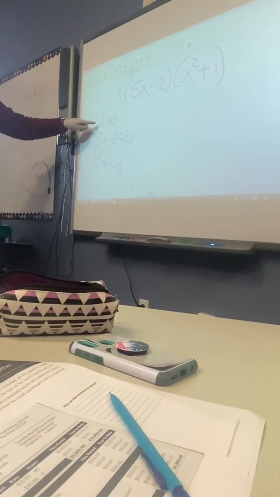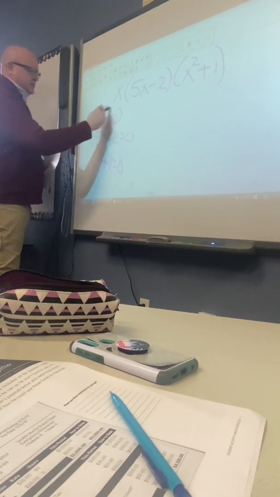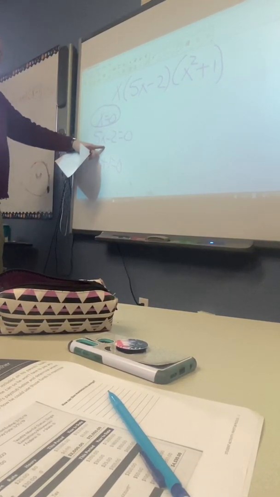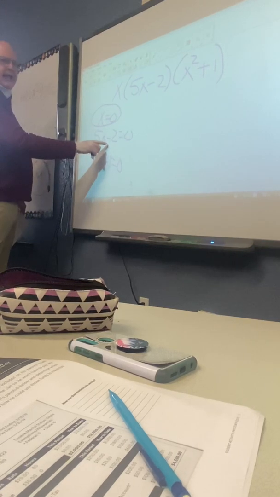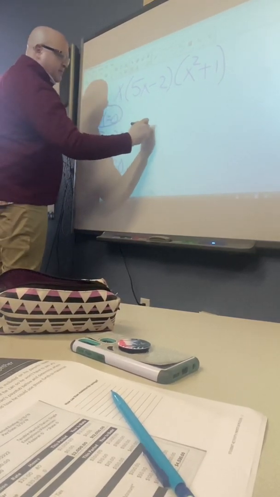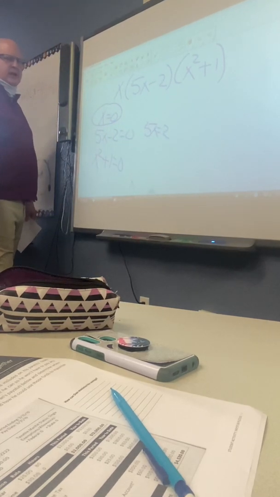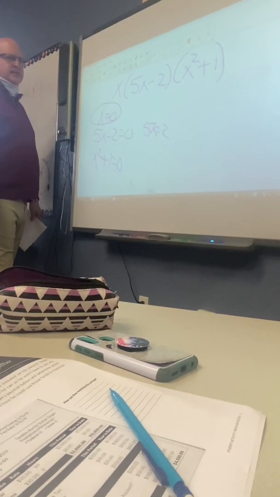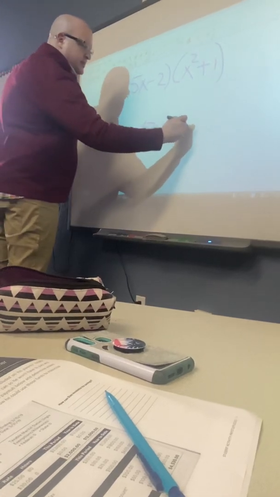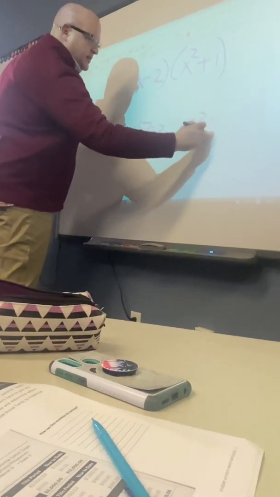Well, this one we already know x is 0. So there's our answer. For the second equation, we have to add 2 to both sides. So we have 5x equals 2. Gotta get rid of the 5 in front of the x. Divide by 5. So x equals 2/5.